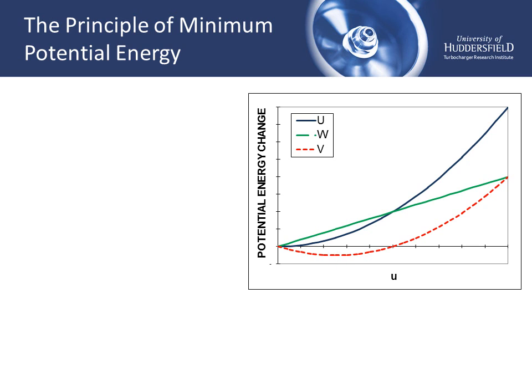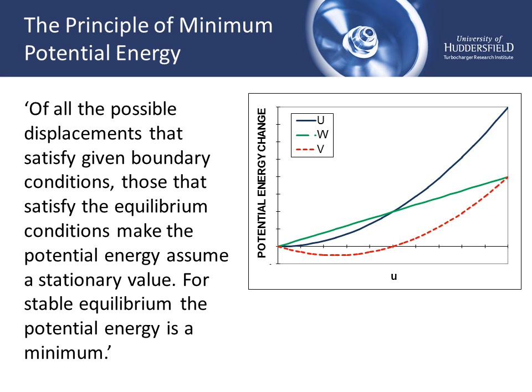Extending that little relationship further, we can say that of all the possible displacements that satisfy given boundary conditions, those that satisfy the equilibrium conditions make the potential energy assume a stationary value. For stable equilibrium, the potential energy is a minimum.